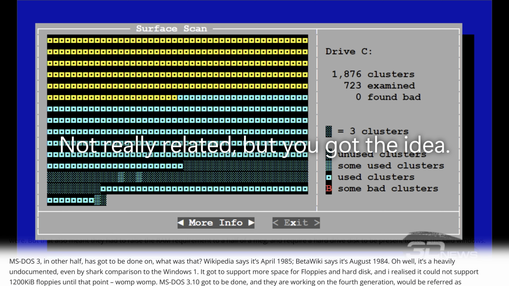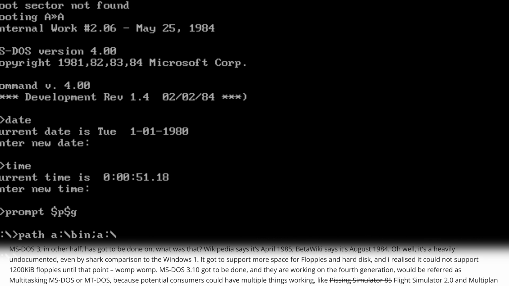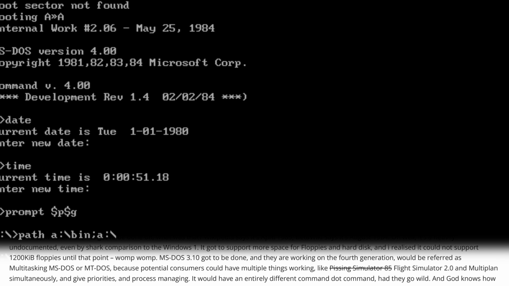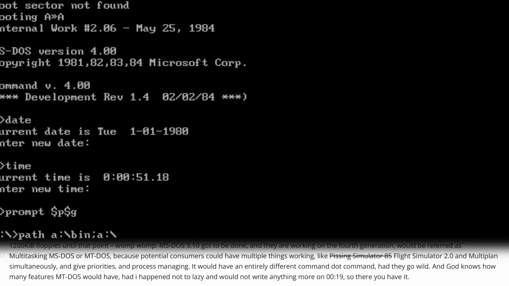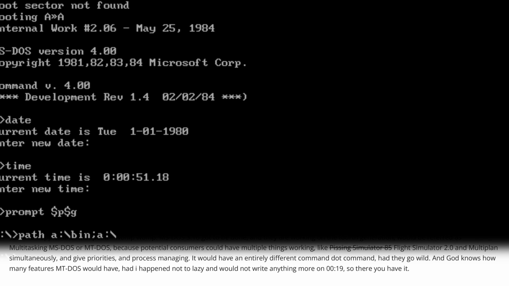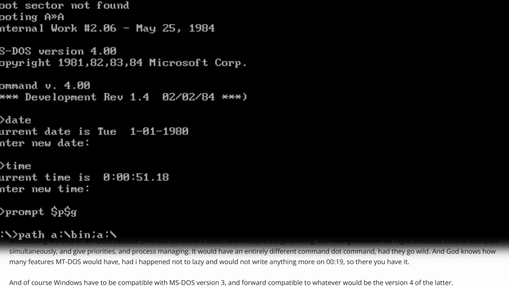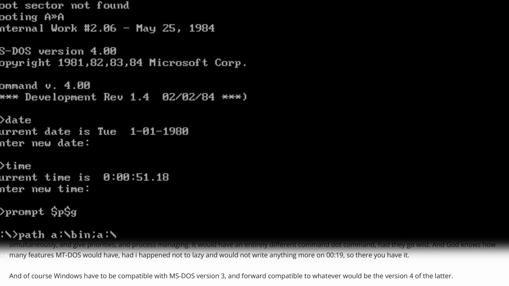MS-DOS 3.10 got done, and they were working on the 4th generation, which would be referred to as multitasking MS-DOS or MT-DOS, because potential consumers could have multiple things working, like Flight Simulator 2.0 and others simultaneously, and give priorities and manage processes. It would have had an entirely different command set, had they gone wild, and God knows how many features MT-DOS would have had, had I not been lazy and would not write anything more on 0.0 to 1.9. So there you have it.